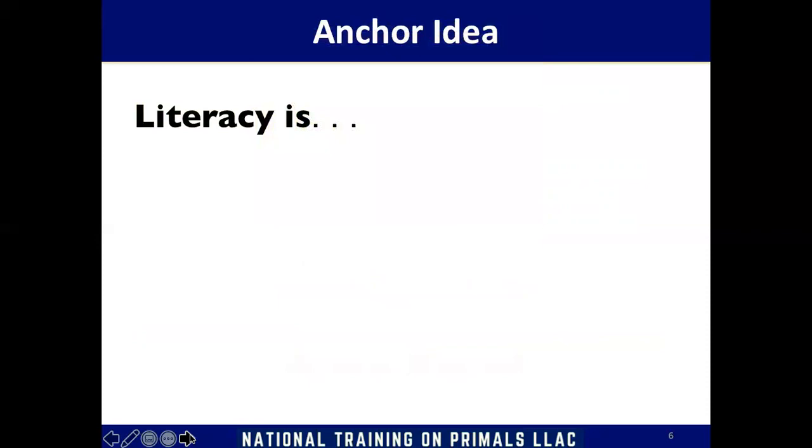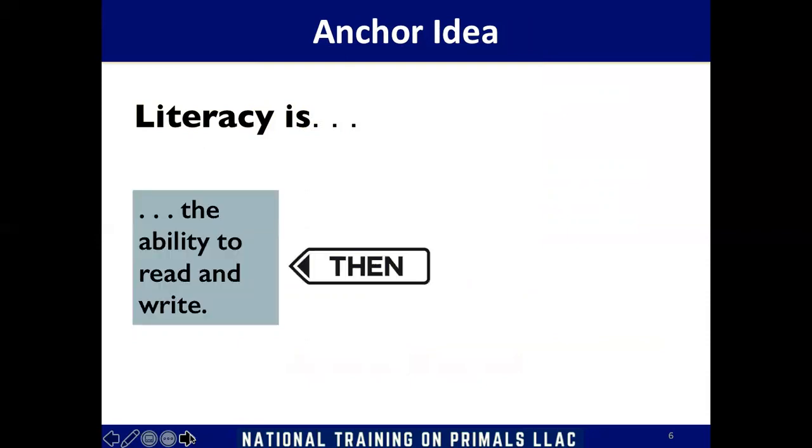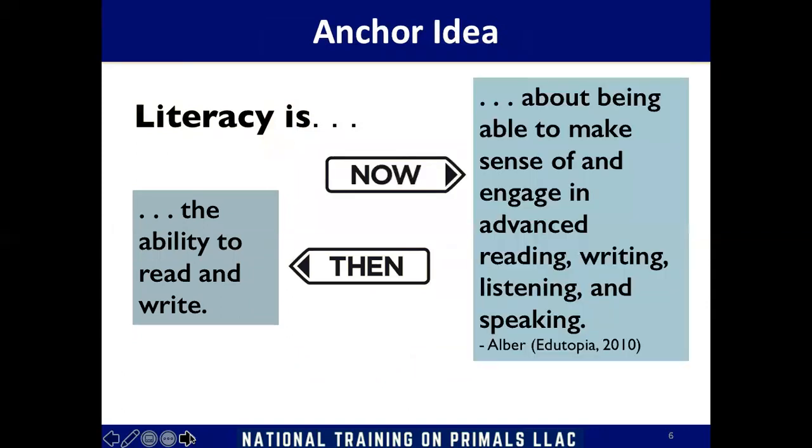First, let's define the key term, literacy. It was once known simply as the ability to read and write. Today, it's about being able to make sense of and engage in advanced reading, writing, listening, and speaking. Add to these the skill of viewing, which is another major communication area in the new curriculum.